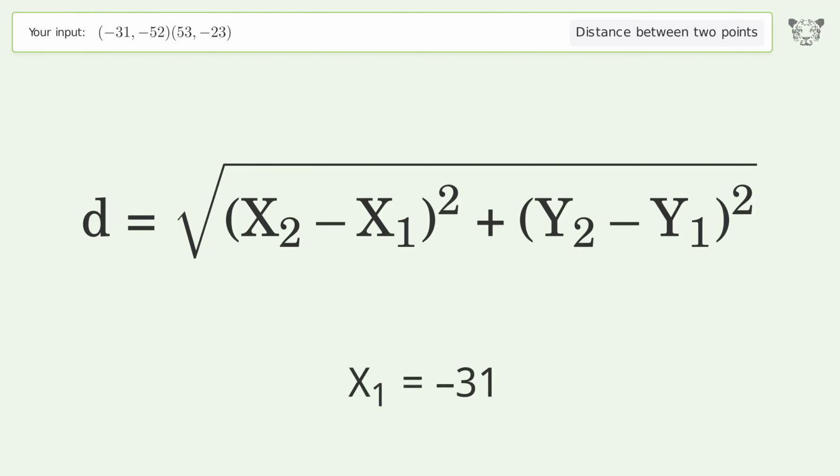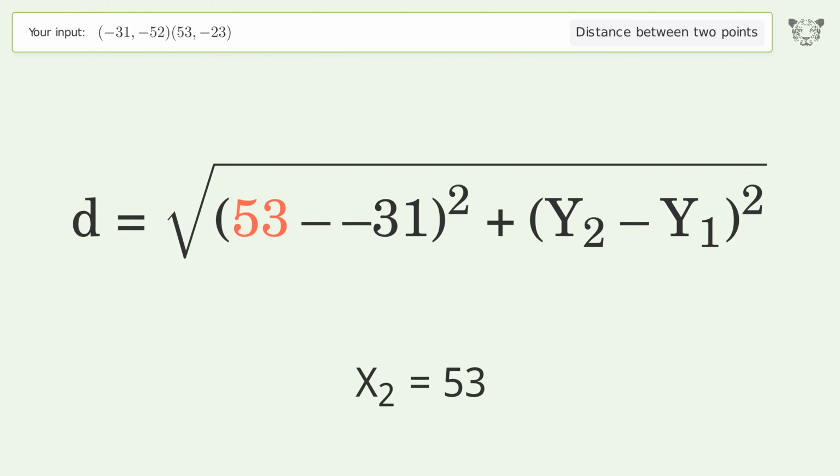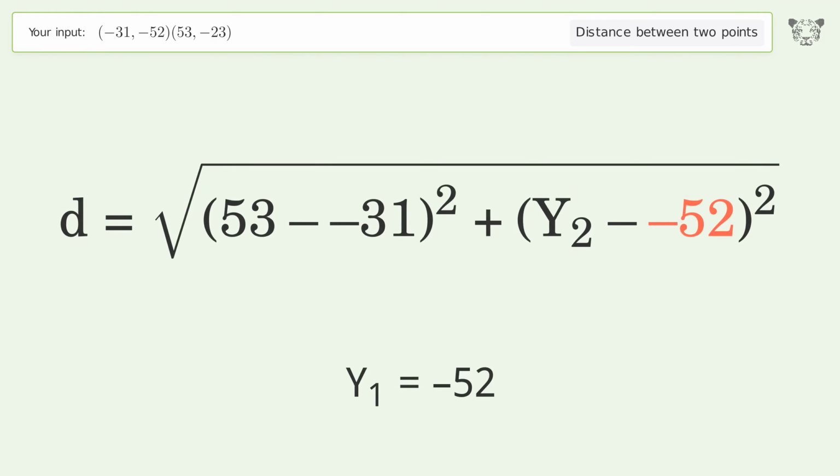x1 equals -31. x2 equals 53. y1 equals -52. y2 equals -23.